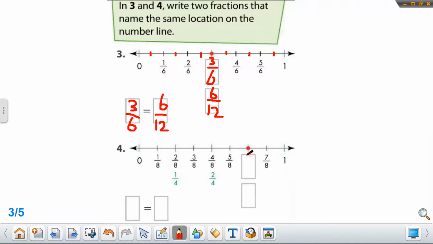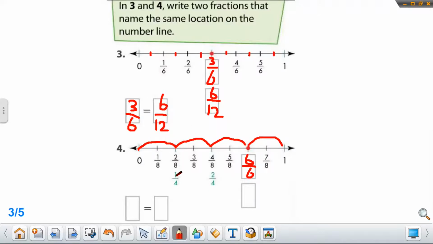The next question we have here, 1/8, 2/8, 3/8, 4/8, 5/8. So here is 6/8. Here, look at the green. I'm not sure if you can see it or not, but we have green spaces between each two together. So 1, 2, 3, 4. So it will be out of 4.